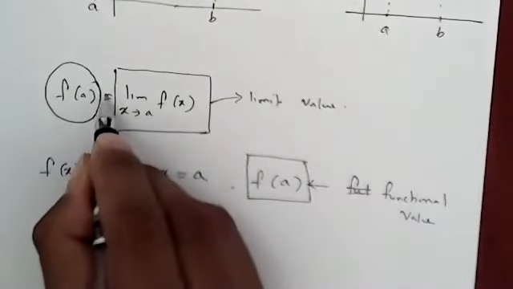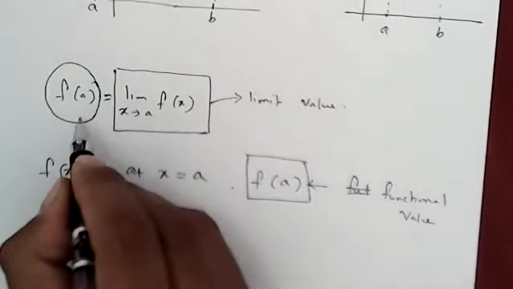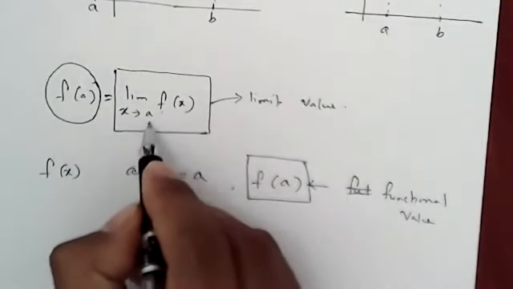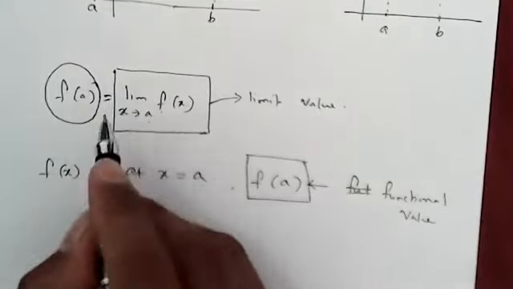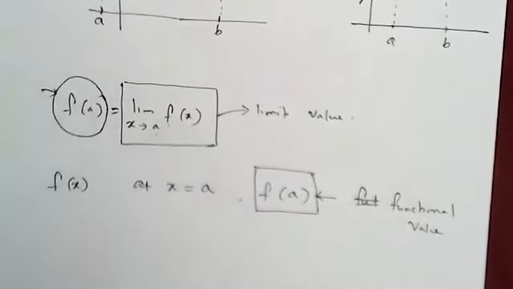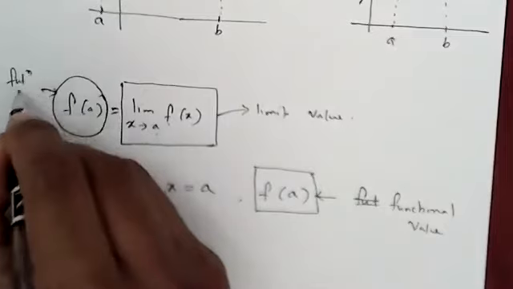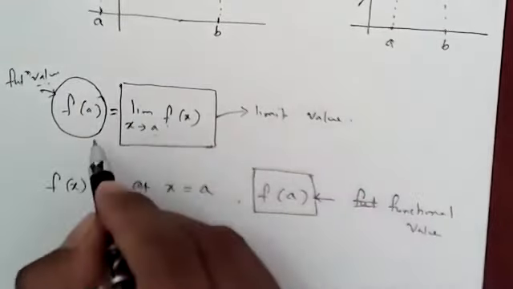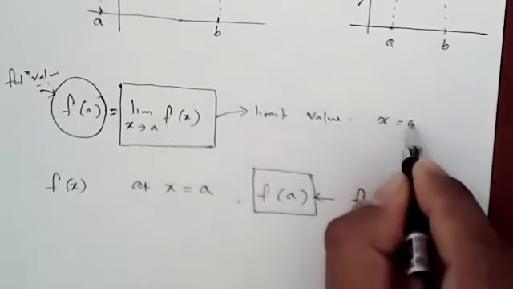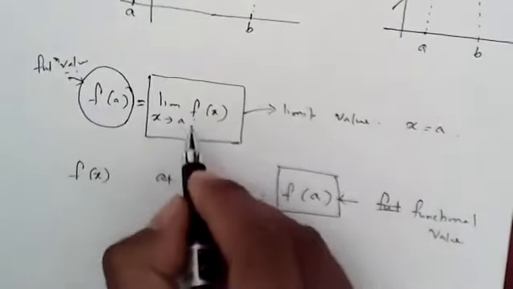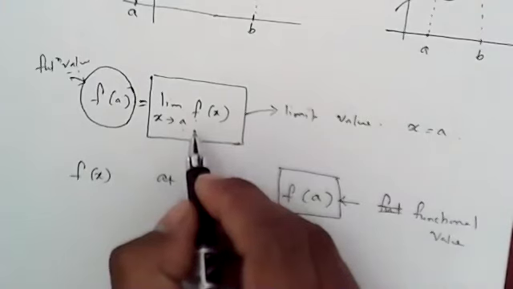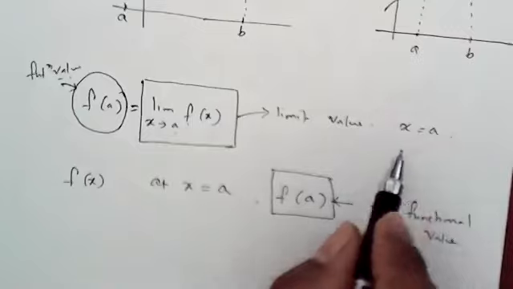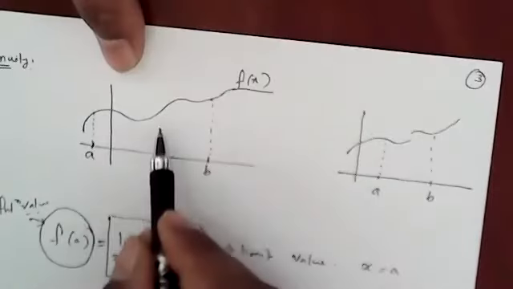So this definition is correct. If this happens, we say that the function f is continuous at the point a. What does it mean? It means that if the functional value is equal to the limiting value at a certain point x equal to a, then the given function f of x is continuous at that point. Now, with the help of this graph, let me describe that.